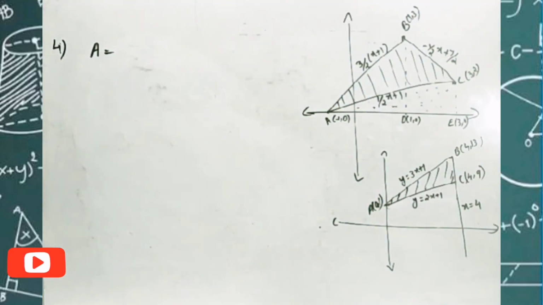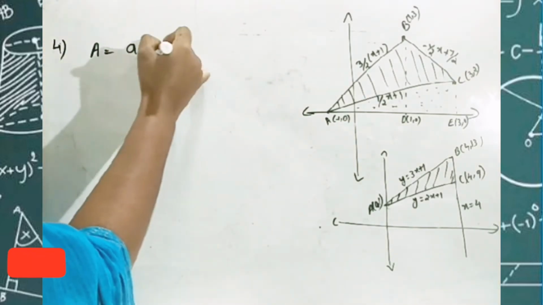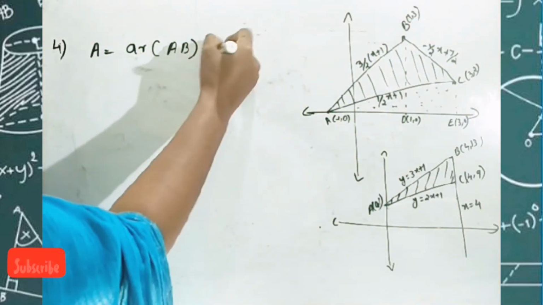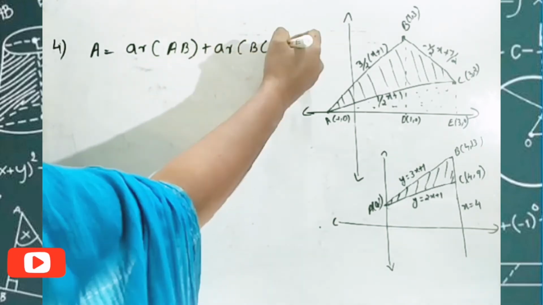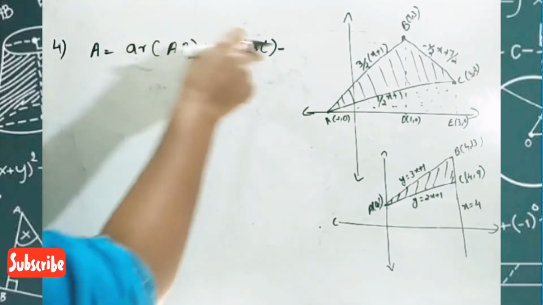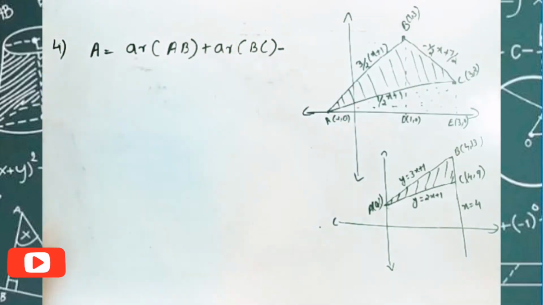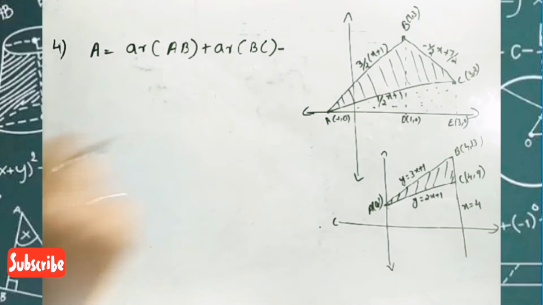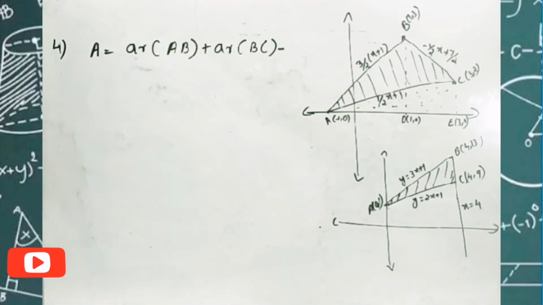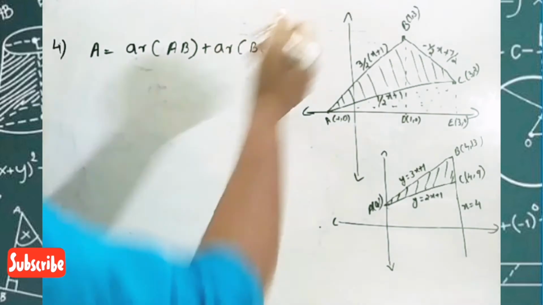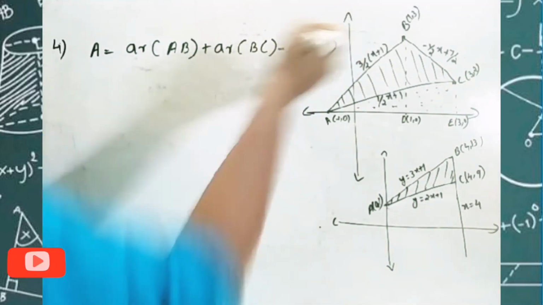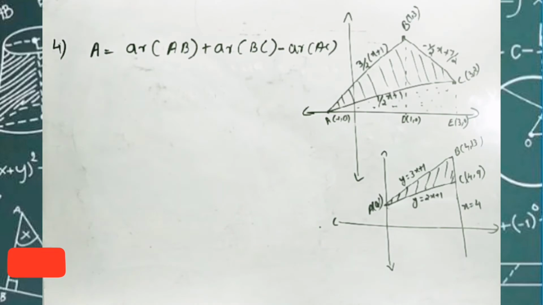So the area of the triangle ABC is the area under the line AB plus the area under the line BC minus, because if you took the area under AB and the area under BC, the dotted portion will also be included, but we don't want to include that portion, so we need to exclude it. That is actually the area under the line AC. So area under the line AB plus area under the line BC minus area under the line AC.